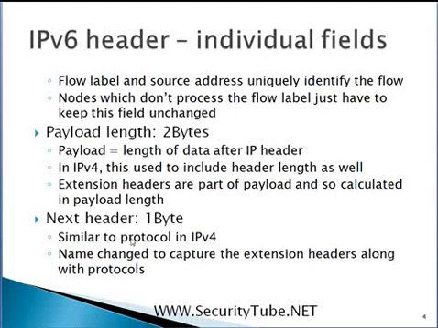The next field in the IPv6 header is next header, which is very much similar to the protocol field in IPv4. It is 1 byte. Now the name changes to capture the extension headers along with the protocols. In IPv4 the name was protocol. The possible protocols are like ICMP, TCP and so on. But now, along with possible protocols, some extension headers are also present. To capture those extension headers, the field name is next header, otherwise it is exactly similar to protocol.